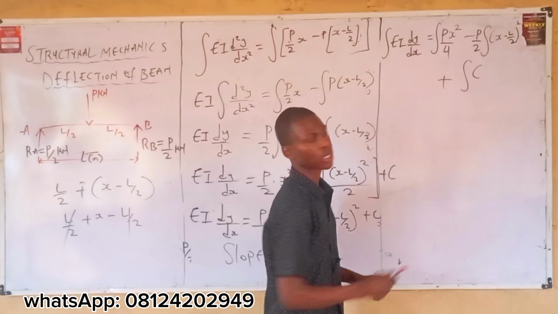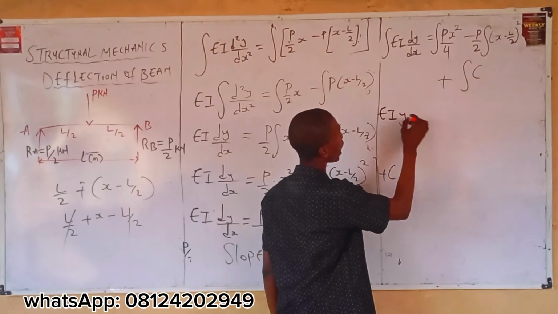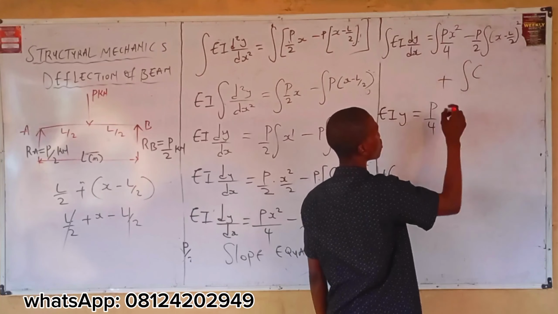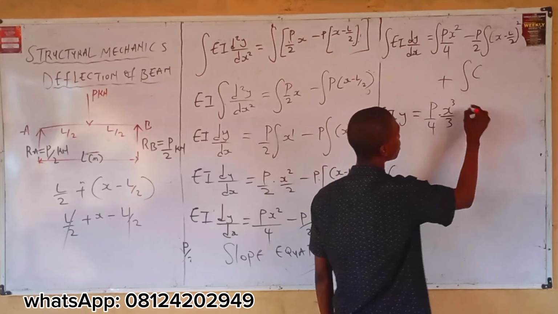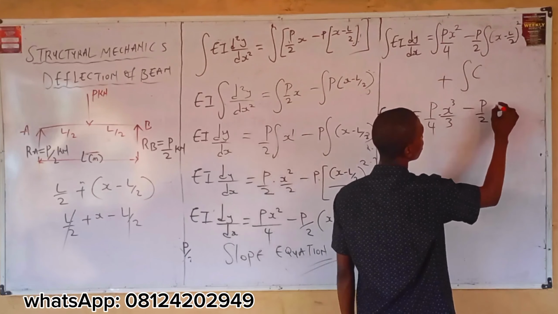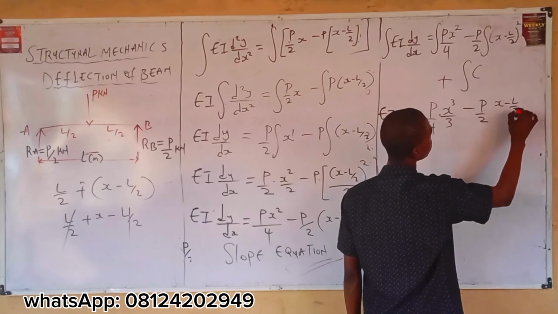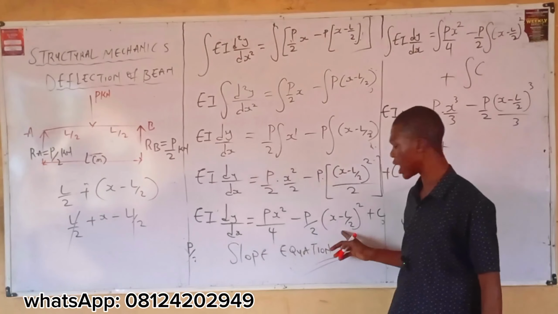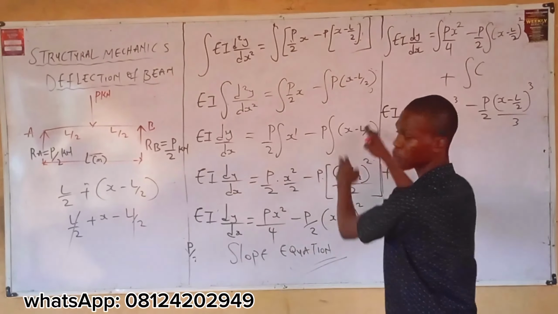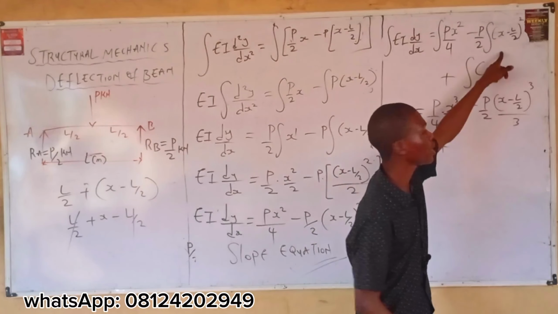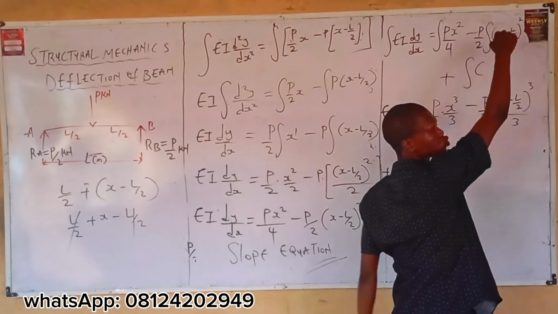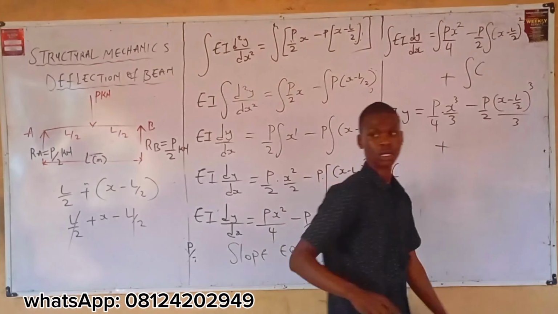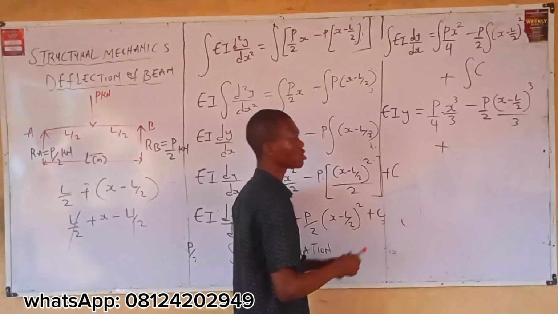Now let's integrate. That becomes EIy equals p over 4, which is the constant, times the integral of x squared. What do you have? x cubed over 3, minus p over 2, which is the constant, times the integral of this bracket. The way we integrated this before, we integrated it as a whole. So same idea here too. We are integrating this whole bracket, and we have 2 there initially. So by the time we integrate, what do you have? 2 plus 1, that's 3 over 3. Are you getting me? Now the constant here, you are going to integrate the constant too.